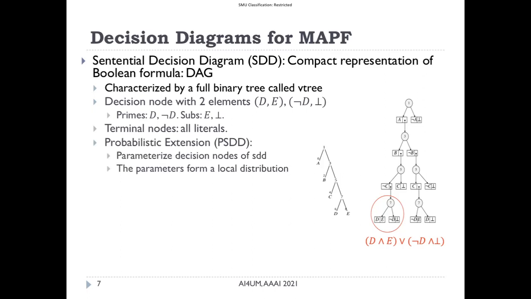Now we can also extend the SDD to represent a probability distribution. For that, just parameterize each of the inputs to the decision node. For each decision node, the parameters form a local distribution, and all the parameters of the whole SDD give rise to a global probability distribution. Finally, to convert a Boolean formula to its SDD representation, we use the publicly available SDD compiler. More details about these decision diagrams are given in the paper.